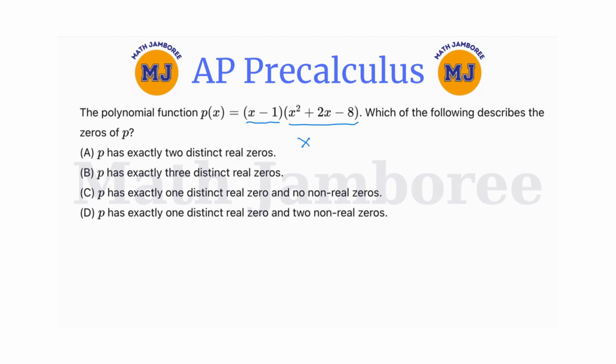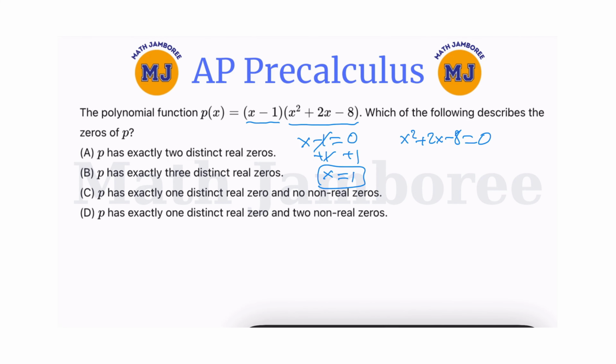So x minus 1 equals 0. When you add 1 to both sides, x equals 1. So we found one of the zeros. And the second one, x squared plus 2x minus 8 equals 0. There is an easy way to factor this.